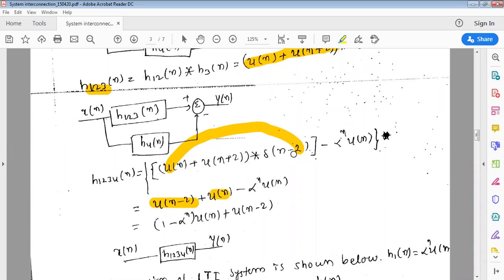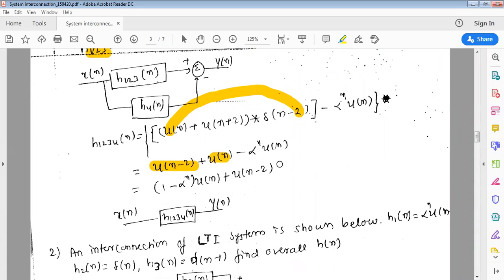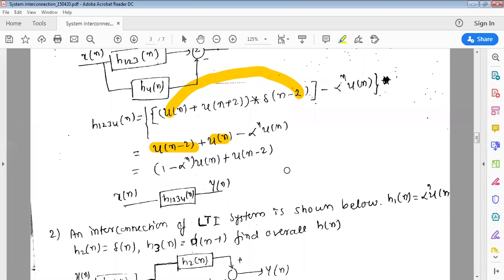Finally, these two terms are over. Finally, I'll write minus alpha power n u of n. So I'll take one u of n common between these two terms. I'll write 1 minus alpha power n u of n. That's u of n minus 2. This solves the problem. Okay, so I'll write the final equation as x of n, h1234 of n, y of n. Any doubt here?